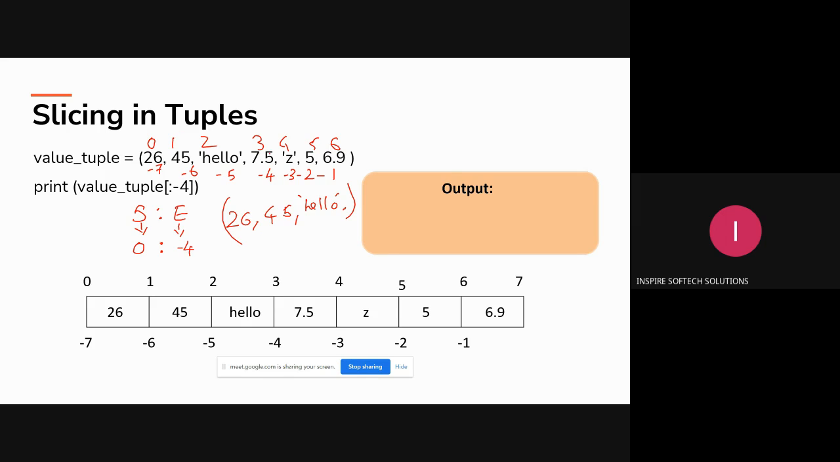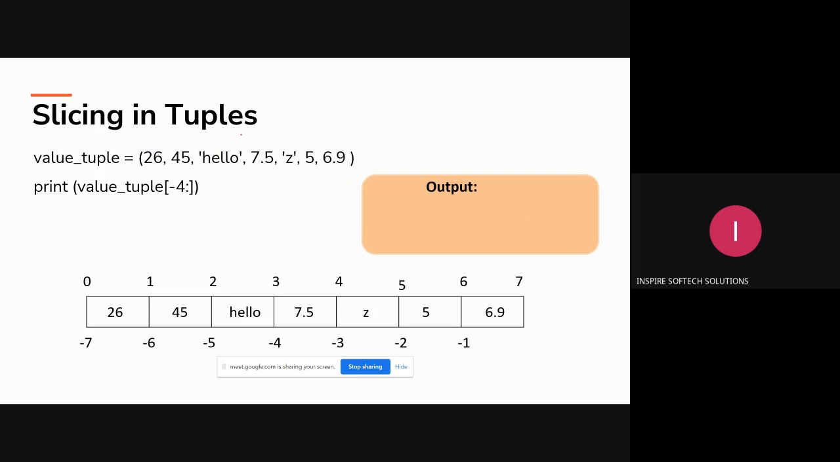If -4 is not considered, up to where it will be considered? Up to -5. Very good. That means up to 2. Up to -5, that is positive value indexing. Very good. The answer is going to be 26, 45, and hello will be the output. Okay. Good. Next question. We'll move on to Ali.